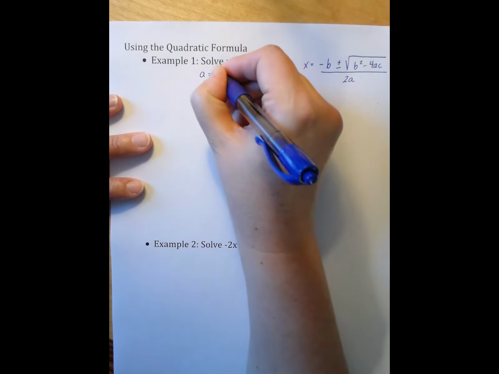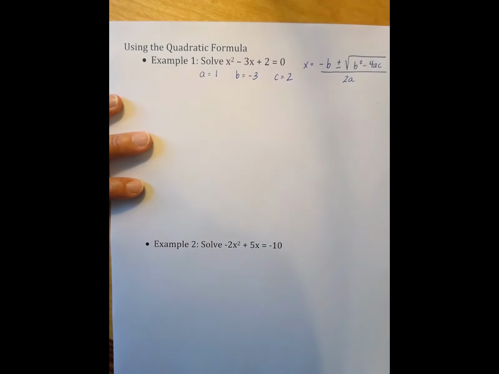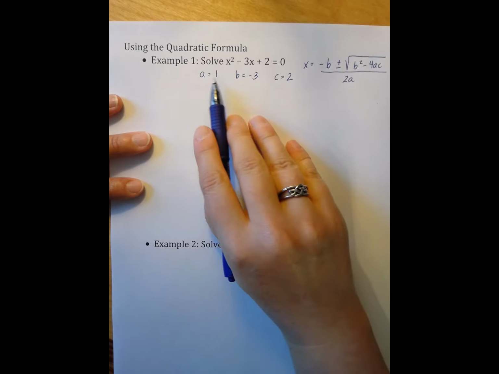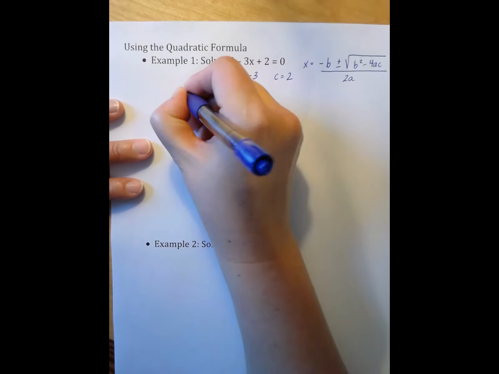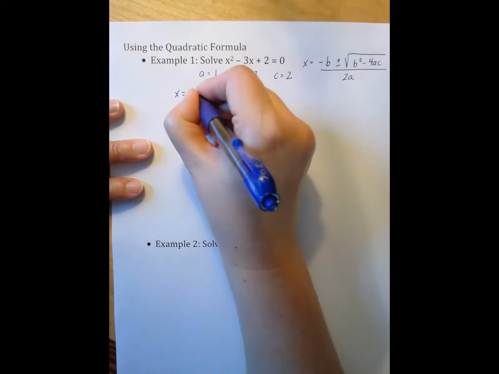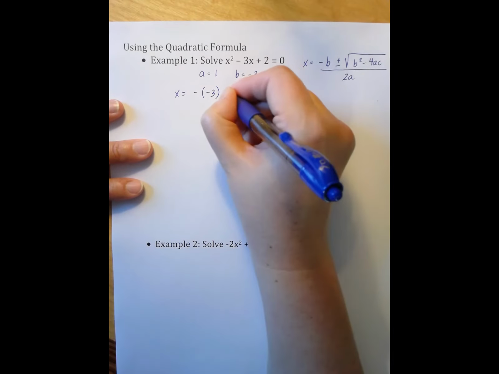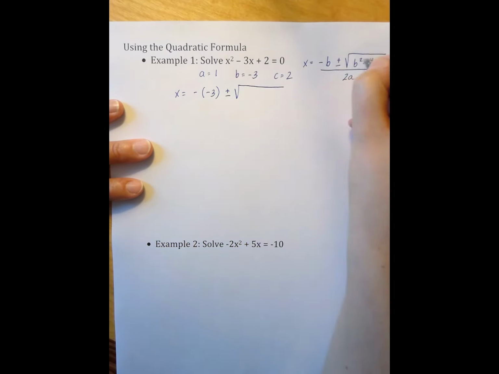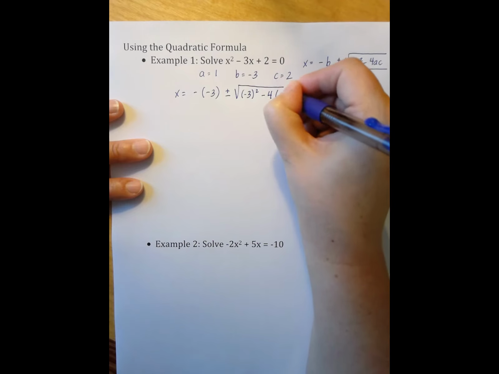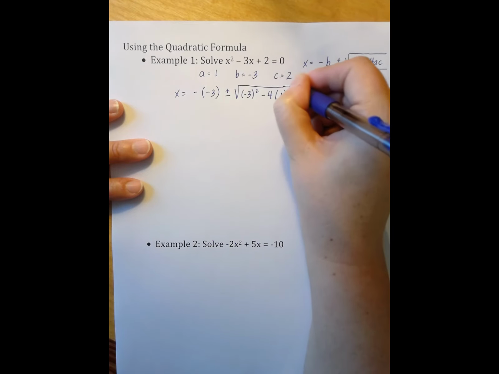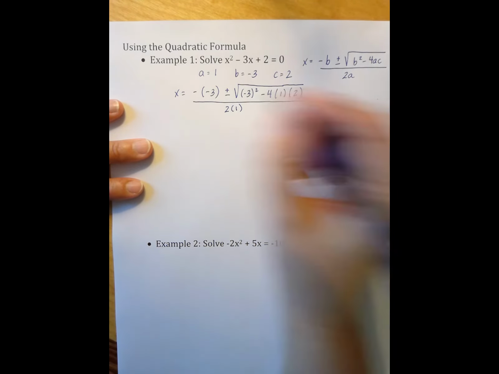And then I need to identify my a, b, and c. So in this problem, my a is 1, my b is negative 3, and my c is 2. So now it's a matter of plugging these numbers in correctly into this formula. So I have x equals negative of the b, which is negative 3, plus or minus the square root of b squared, so that's negative 3 squared, minus 4 times a times c, all over 2 times a.